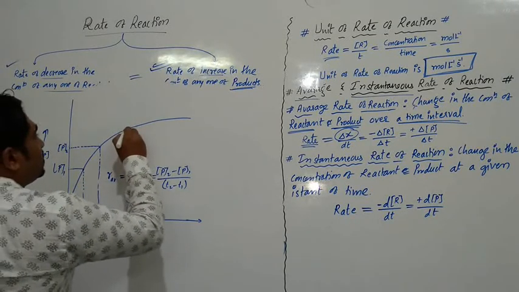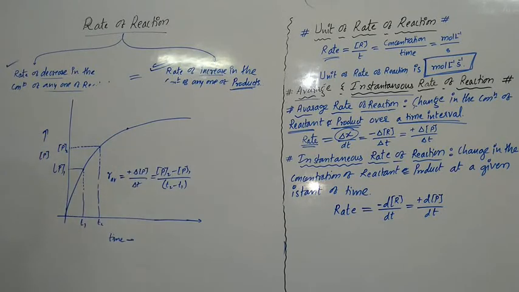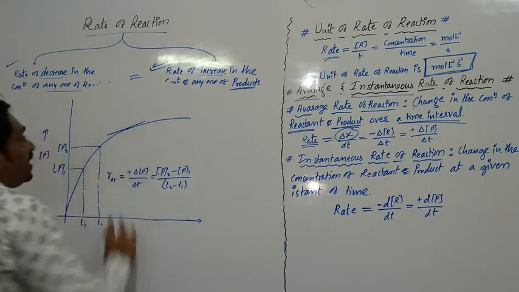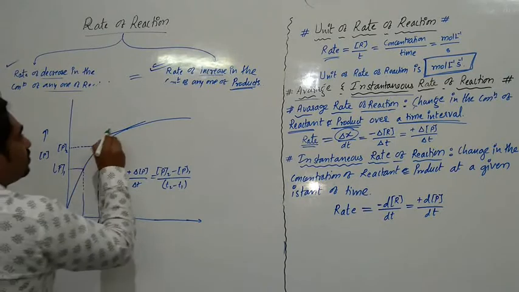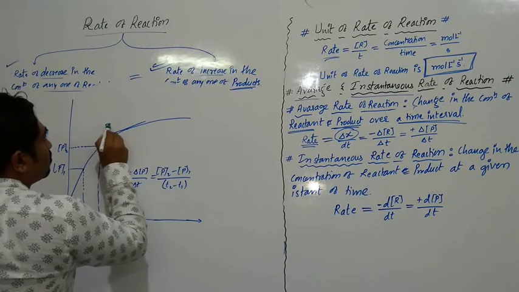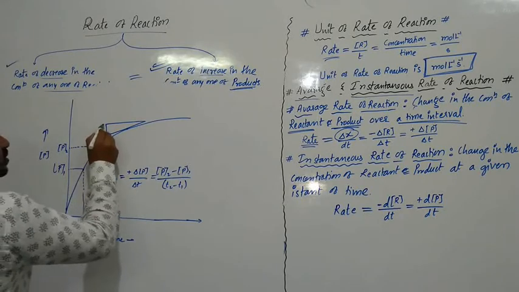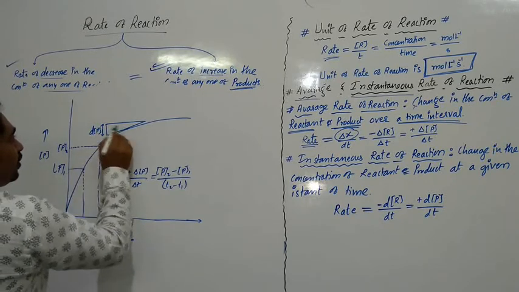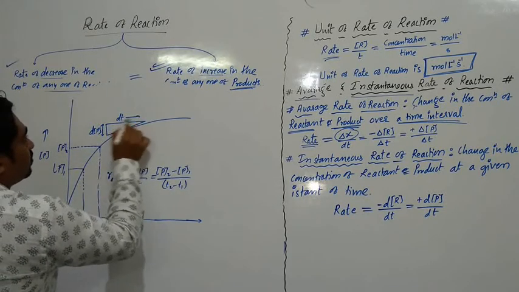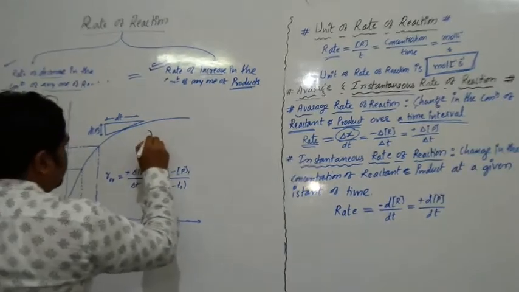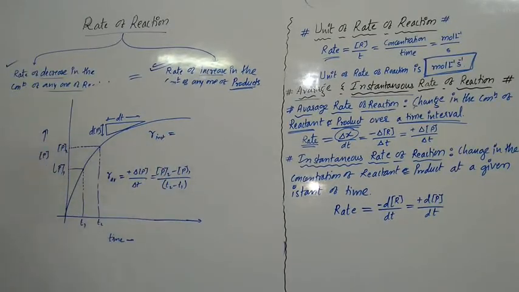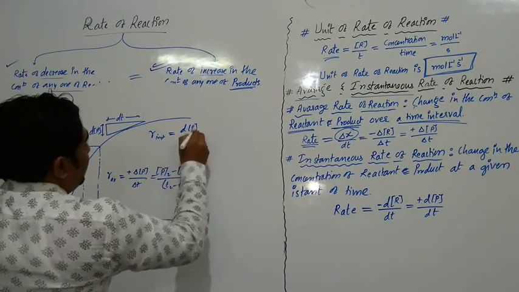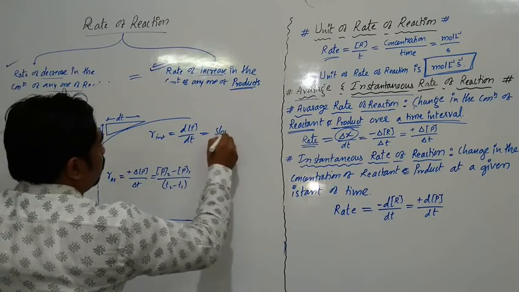If I want to calculate the rate of reaction at this point, the instantaneous rate, how to calculate? Again I have to draw a tangent to the line. It can be calculated by using the tangent. So this will be our what? This is change in the concentration of product. This is change in the time. R instantaneous is equal to dP divided by dt, which is equal to the slope.